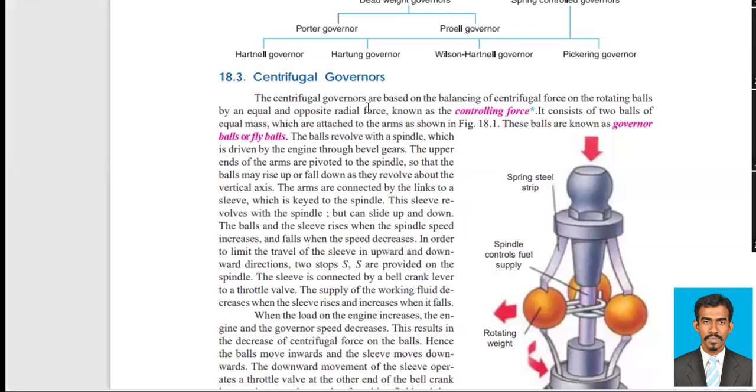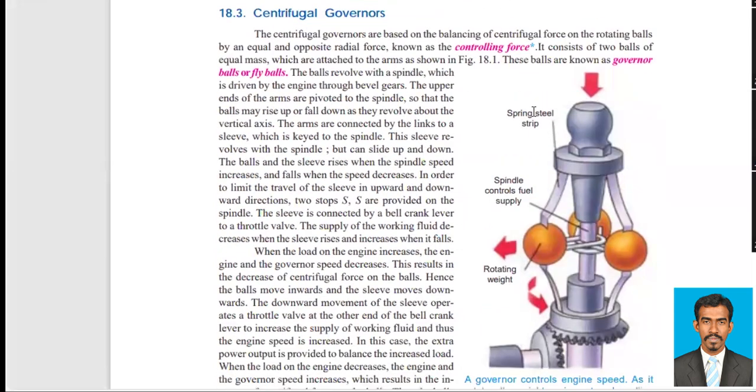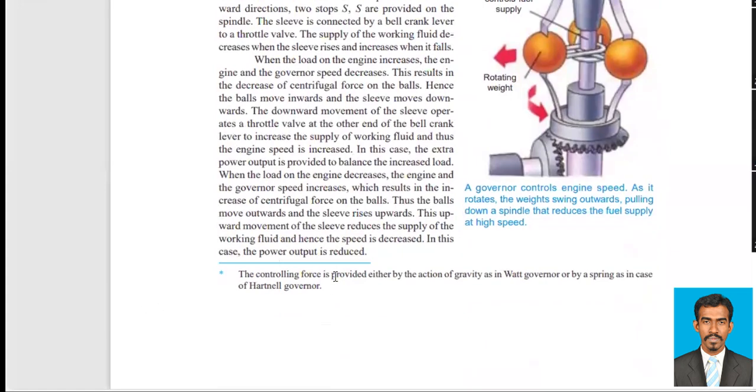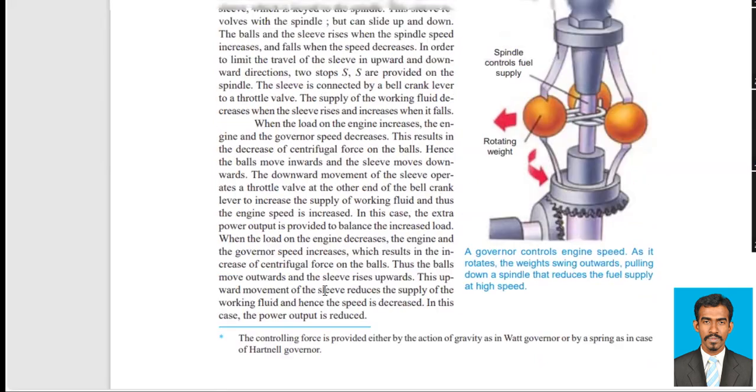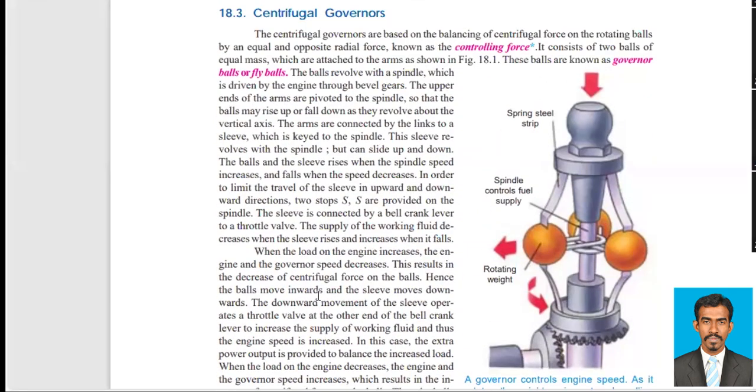So centrifugal governors are based on the balancing of centrifugal force on the rotating balls by an equivalent opposite radial force known as controlling force. That controlling force is the equivalent opposite force. The controlling force is provided either by the action of gravity, as in the watt governor, or by a spring, as in the case of the Hartnell governor. When we see each governor, we will see what type of controlling force is acting on it.